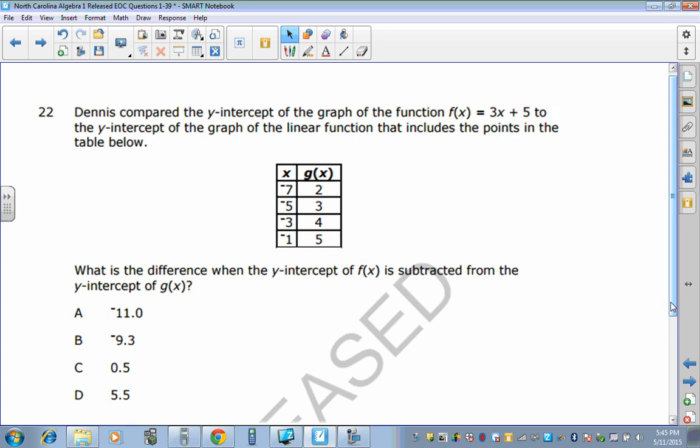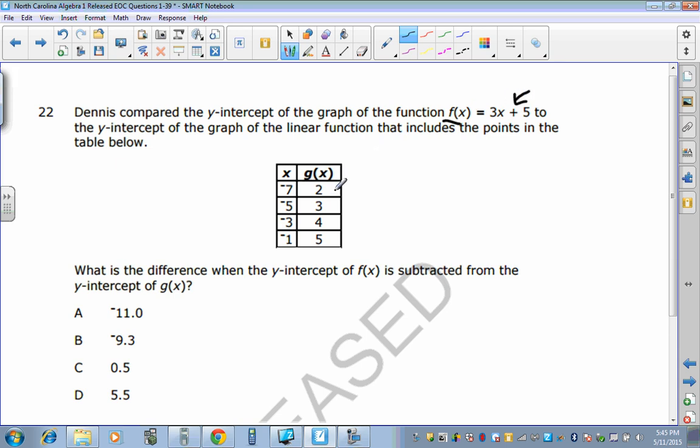Okay, this is Dennis's function, and it's f of x. And then here is another function. This is g of x. And they want us to compare the y-intercepts. Well, this is easy to see that the y-intercept here is 5. Okay, let's look at g.